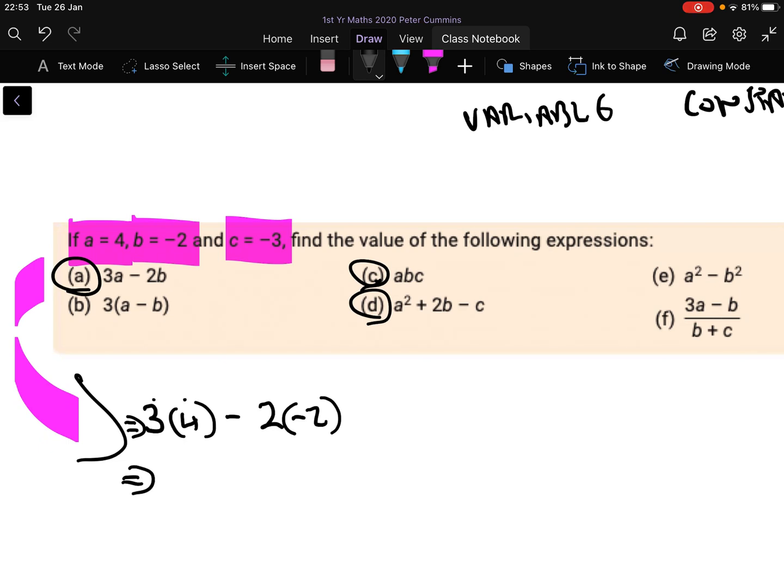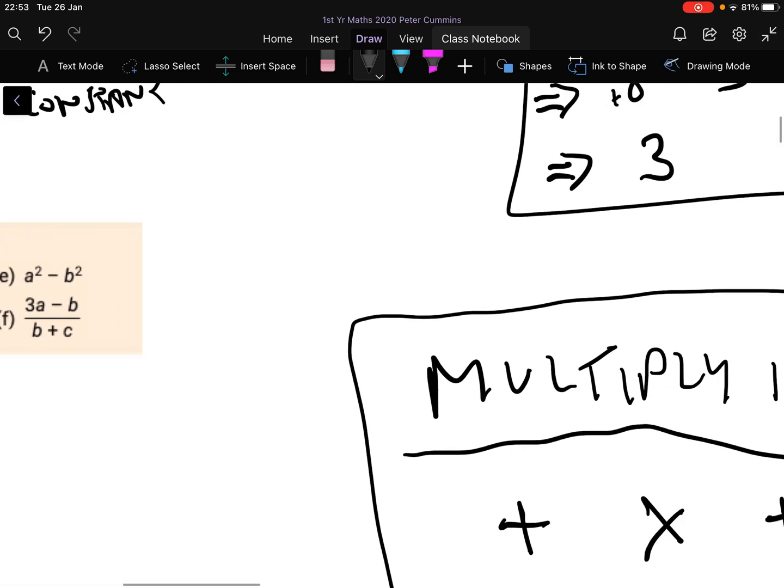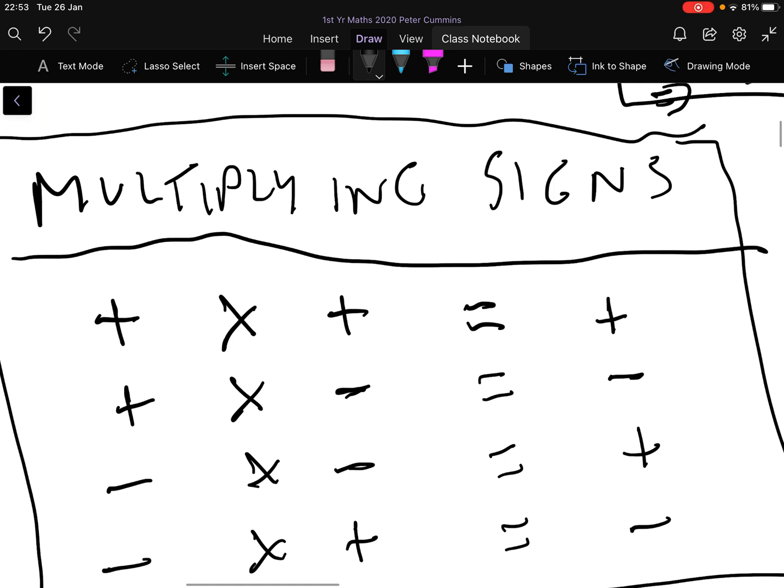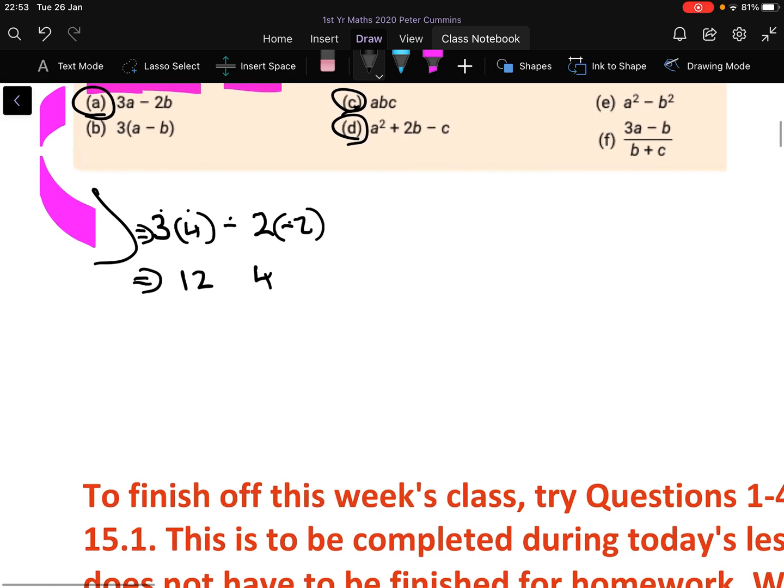So I'm going to multiply 3 by 4, which is going to give me 12. And I'm going to multiply now, this is where it comes in, minus 2 by minus 2. So I'm going to say, forget about the signs for a second because they're confusing. 2 by 2 is 4. And then I'm going to say, right, I have a minus by a minus. What's minus by a minus? Minus by a minus is a plus, because the signs are the same. So that's going to give me 12 plus 4. And our answer is going to be 16.